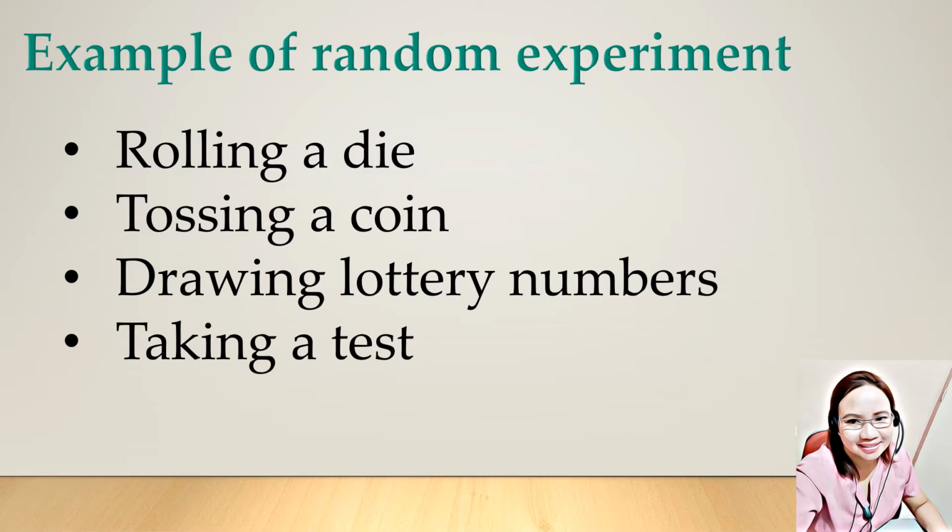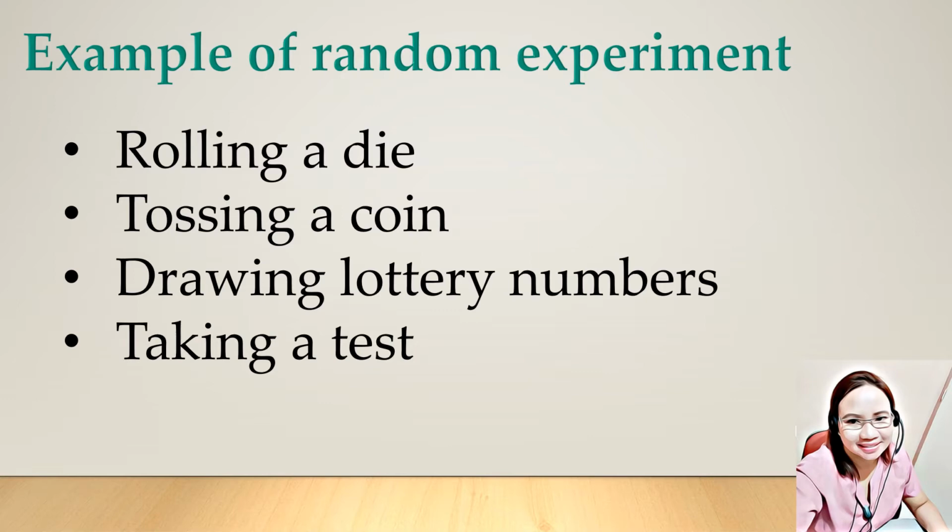The examples of random experiment are the following: rolling a die, tossing a coin, drawing lottery numbers, and taking a test. Class, you can do this activity repeatedly, but you cannot predict exactly what the outcome is. For example, when you roll a die, we know that there will be 6 possibilities. It's either that you get 1, 2, 3, 4, 5, and 6 because a die has 6 faces. But you cannot exactly predict kung ano talaga yung lalabas. Kung 1 ba, kung 2, 3, 4, or 5.